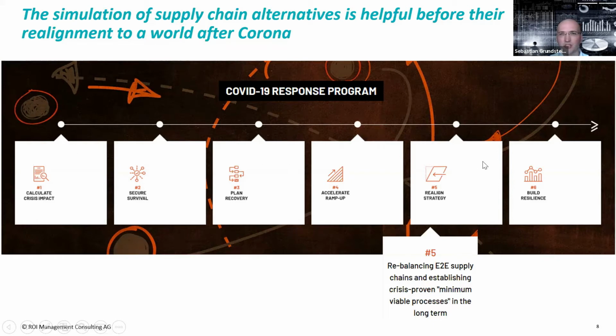Usually our customers go through each of these phases. Currently, most of our customers are here, planning a recovery, and are back in the ramp up and accelerating ramp up. And then after that, we will have discussions about realigning the strategy. Also rebalancing and redesigning supply chains. And in those discussions, particularly in the discussions on the supply chain strategy, this is one field where simulation and optimization can contribute significantly to decision-making, to making best decisions on future supply chain design.